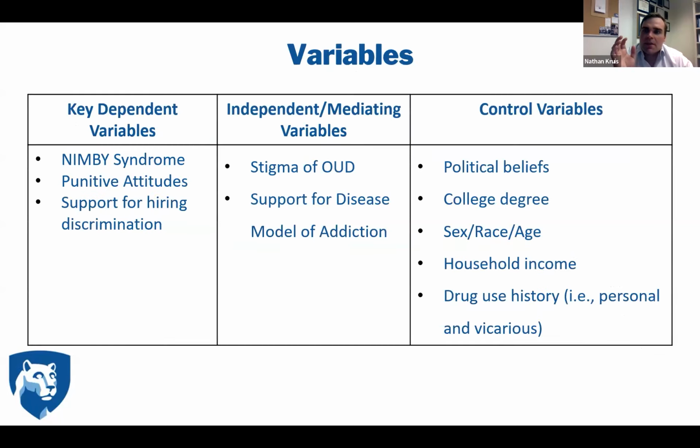And again, just looking at our variables here, really focusing on the relationship between addiction frameworks and stigma of OUD, how support for the disease model of addiction can serve as a predictor of stigma of OUD, which in turn can predict these different policy variables that we were interested in looking at, while controlling for a host of demographic and other relevant variables such as drug use history, both directly as reported by participants and then vicarious that they experience through their family and through other loved ones.